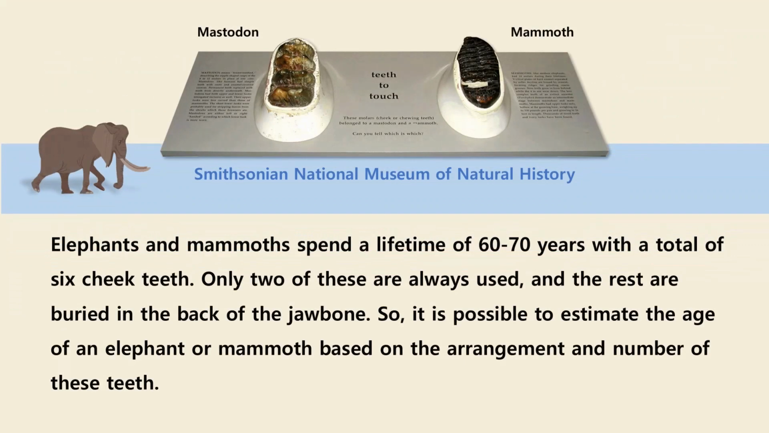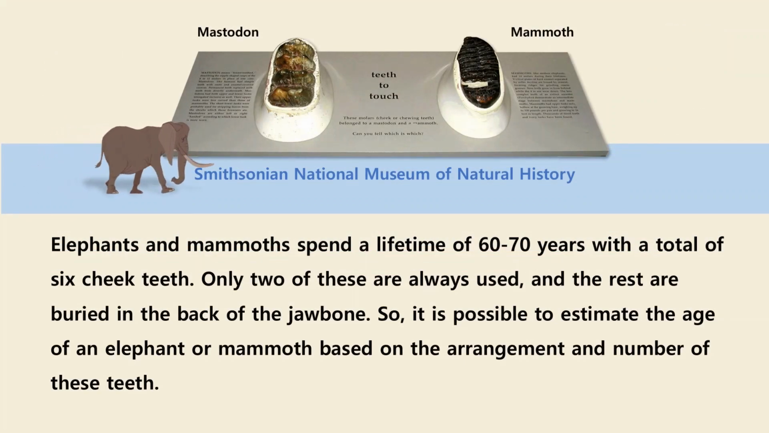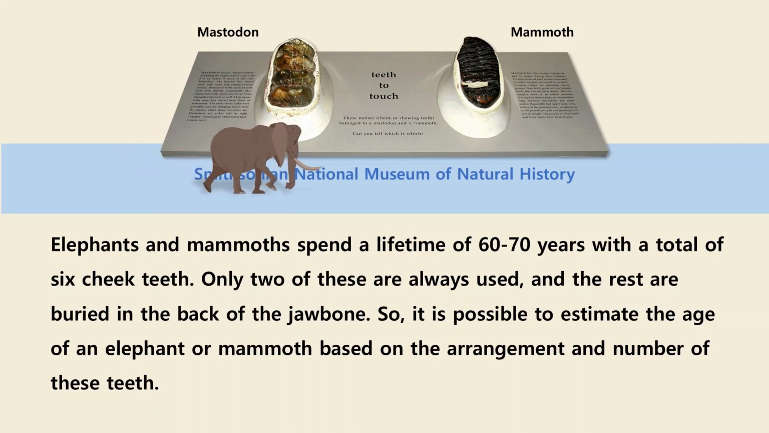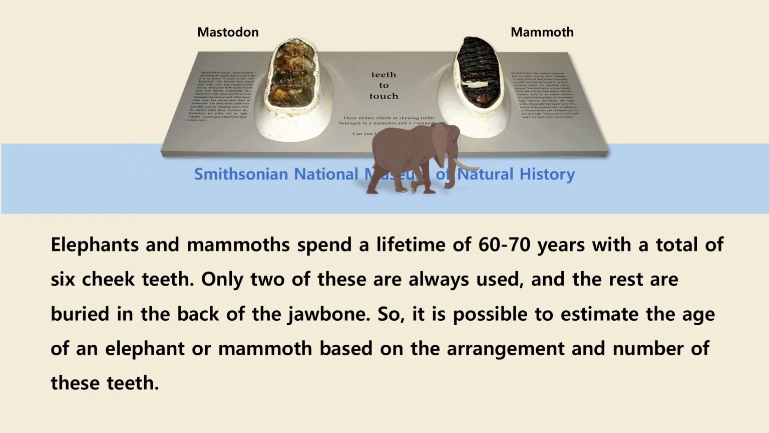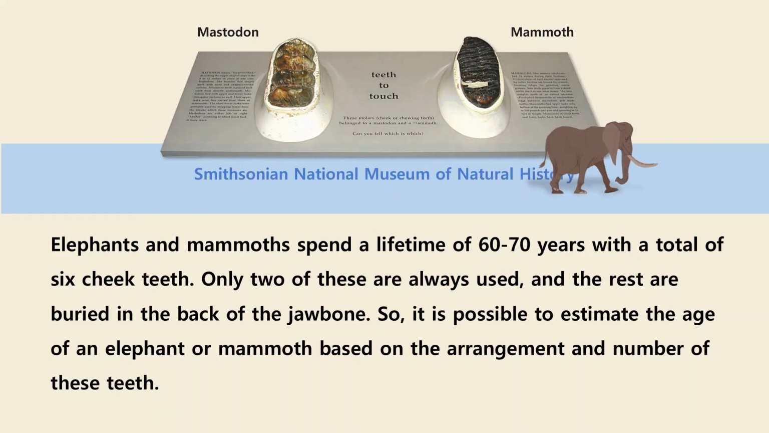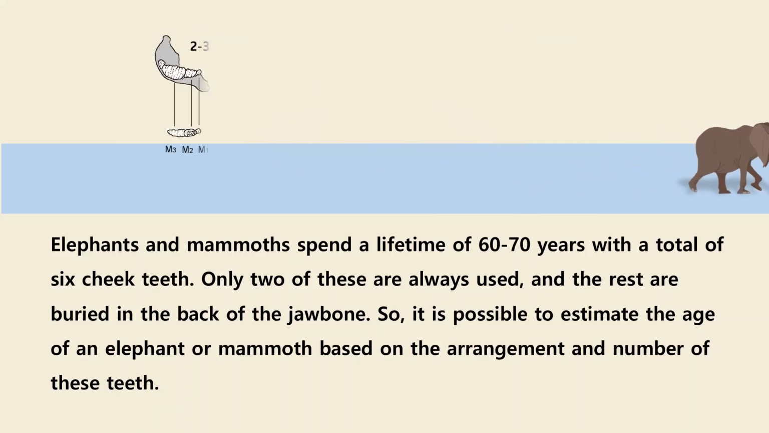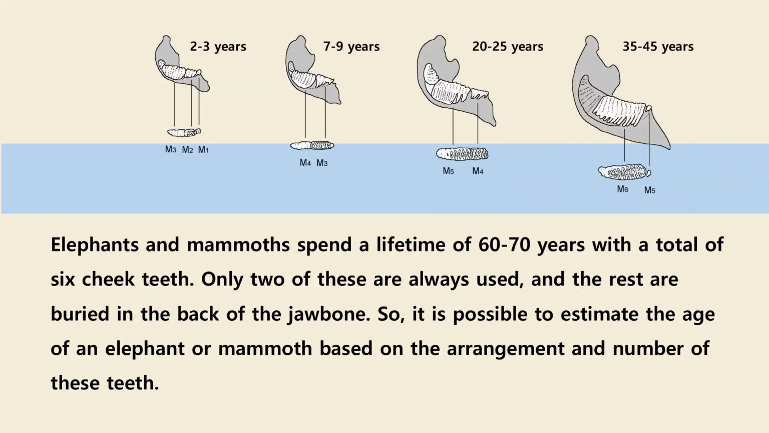Elephants and mammoths spend a lifetime of 60 to 70 years with a total of 6 cheek teeth. Only 2 of these are always used, and the rest are buried in the back of the jawbone. So, it is possible to estimate the age of an elephant or mammoth based on the arrangement and number of these teeth.